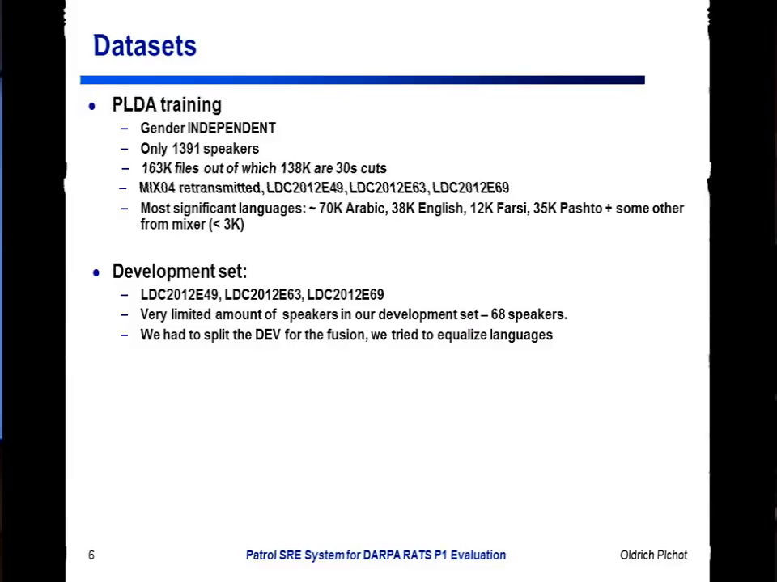And the development set we are testing on is quite small actually. It contains only 68 speakers, and this is really bad. When we need to develop the fusion, we even have to split our development set into 2 independent sets. The results we are getting on this are probably quite questionable because 68 speakers is a small number.